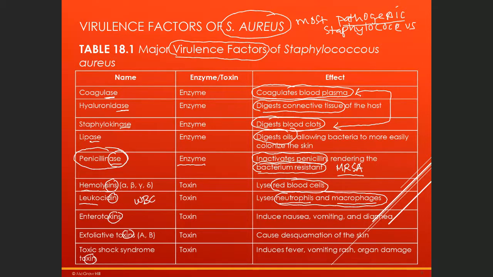Enterotoxin. The name is telling you, entero means GI tract. So this is the toxin that induces nausea, vomiting, and diarrhea. So the action is in the GI tract. Entero means GI tract.